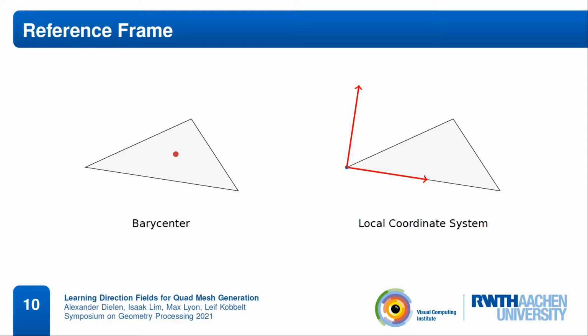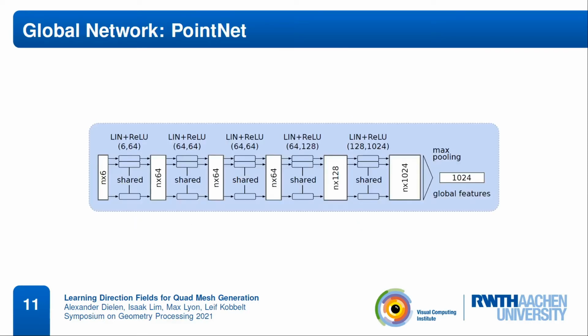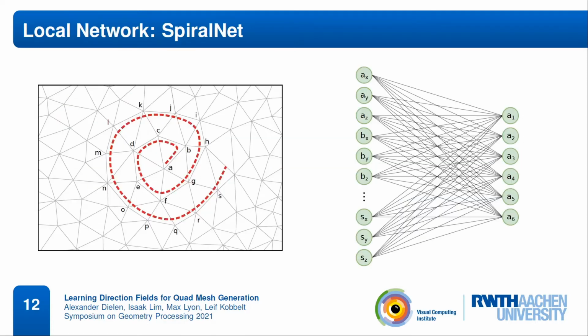The global network is based on the PointNet architecture and maps an input point cloud to a 1024-dimensional feature vector. In contrast, the local network is based on the spiral net architecture, which serializes the neighborhood of a given vertex or triangle using a sequence of neighboring vertices in order to aggregate local shape information.